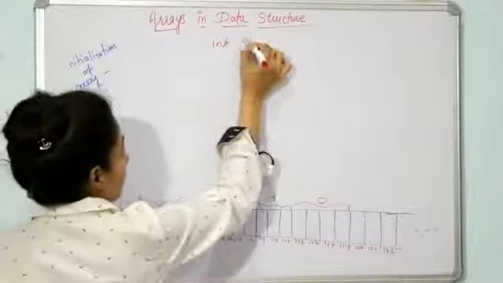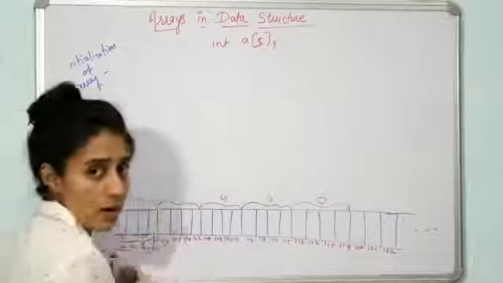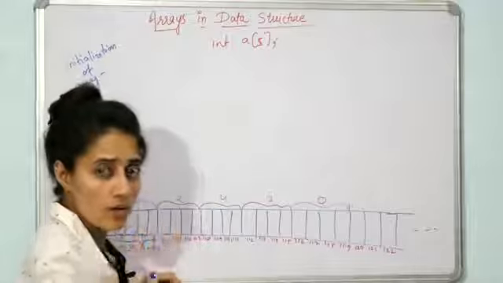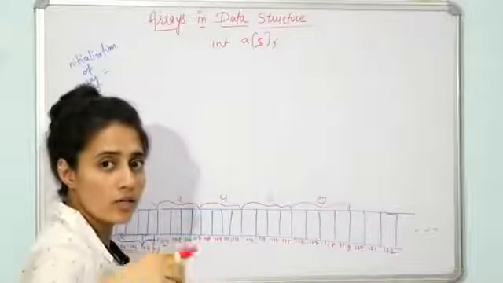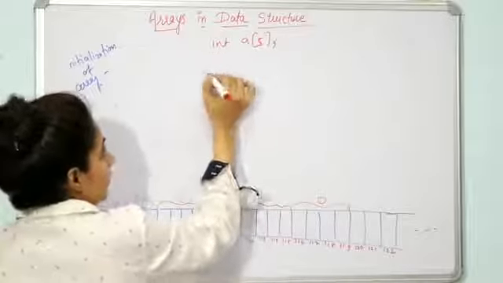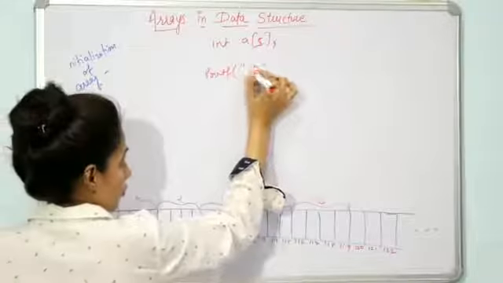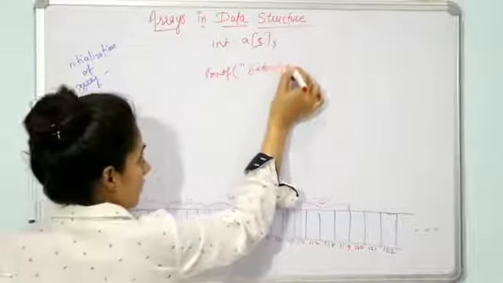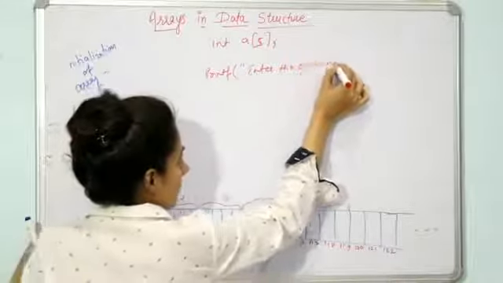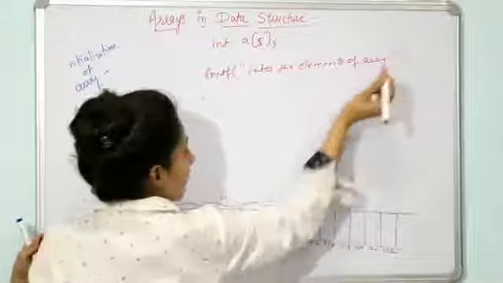See, let us suppose I have declared an array of size 5. Fine. Now at runtime I want to ask the user which data he wants in this array. So now what I'll do, see, printf function is for what? For printing something on the screen. So I am writing here, enter the elements of array. So this line is to be printed on your screen.